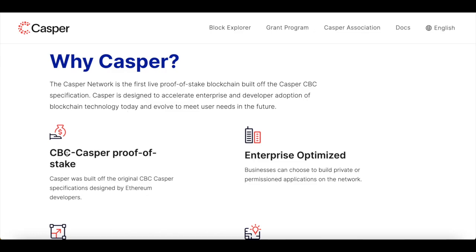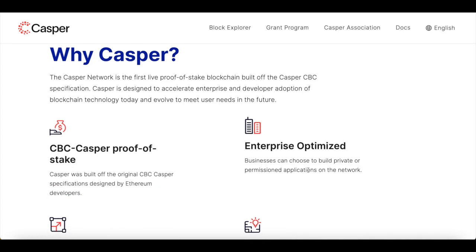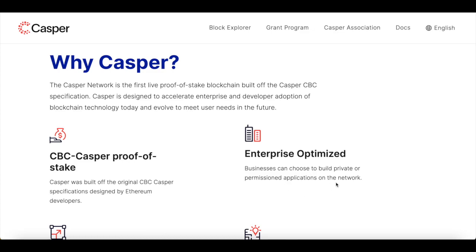So, CBC Casper, proof of stake. Casper was built off the original CBC Casper specification that was designed by Ethereum designers. I quite like that. And enterprise optimization is very important as well, because you have to rely on companies to invest in your crypto. Look at Bitcoin: a lot of companies are buying up Bitcoin to hold on their balance sheet because it's a very valuable asset. It's the same thing for Casper, because it needs to please big businesses as well as developers.